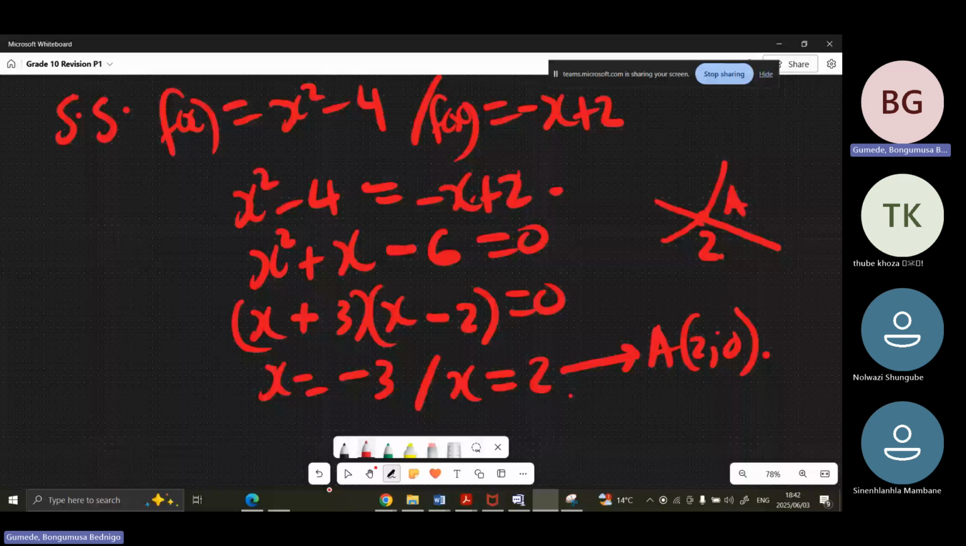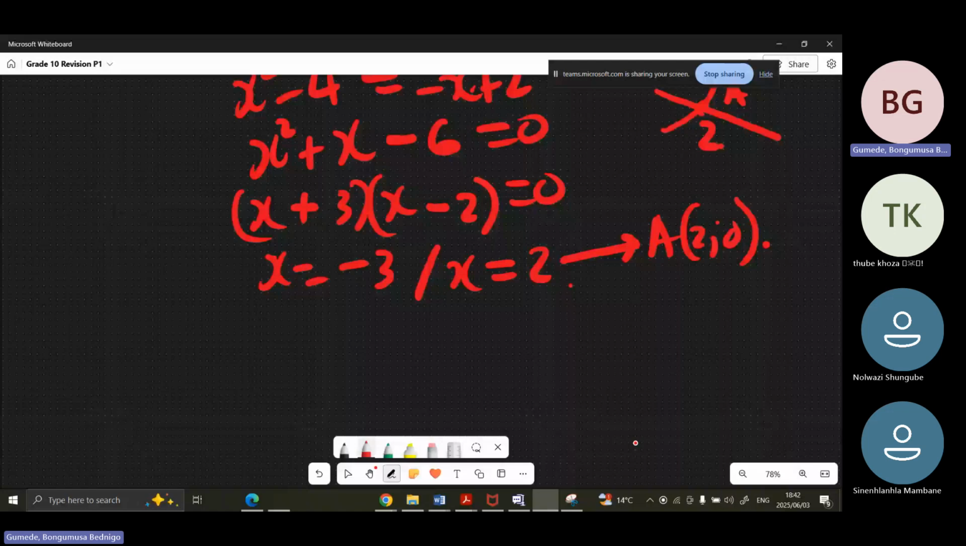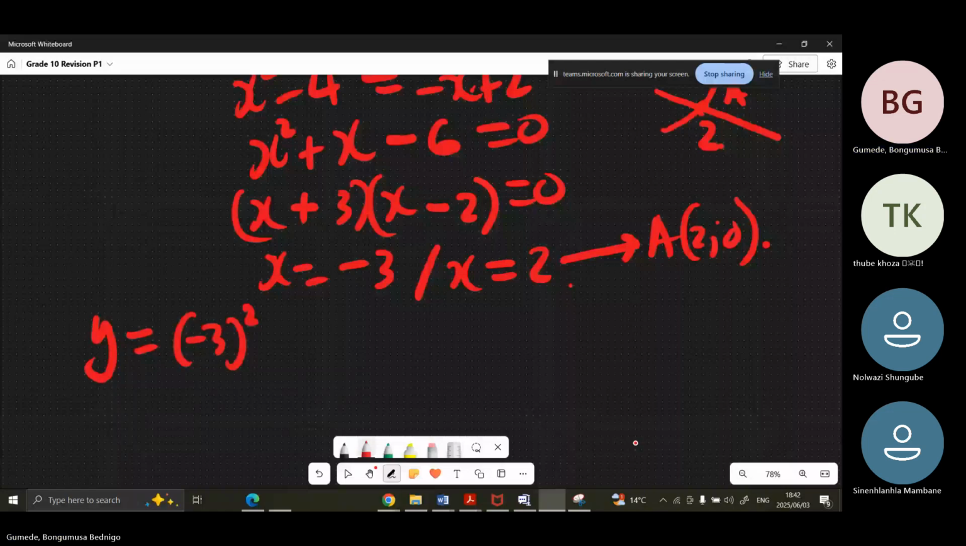So we are not done. We need to calculate. You can use any of the graphs to find y. y equals minus 3 squared minus 4. This is 9 minus 4, which is 5. This means the coordinates of B is going to be minus 3, 5.